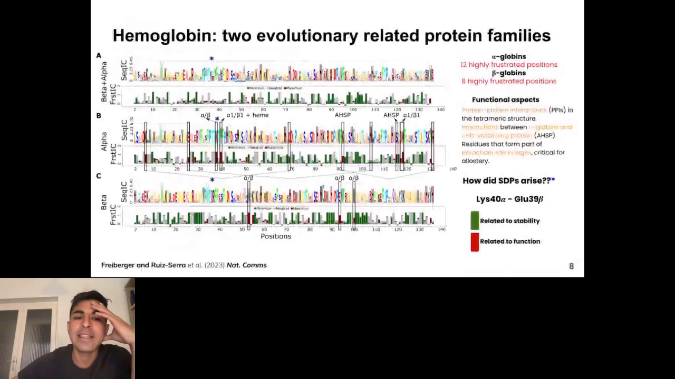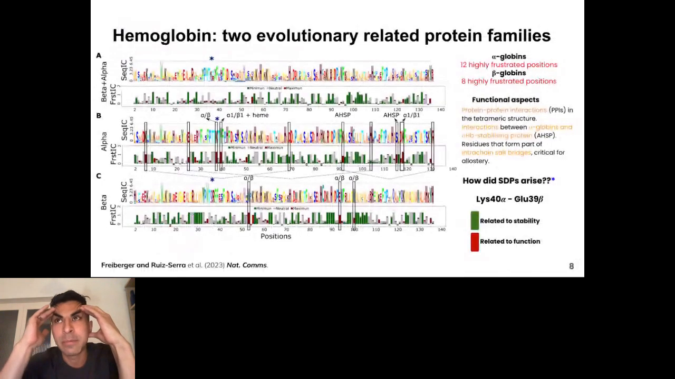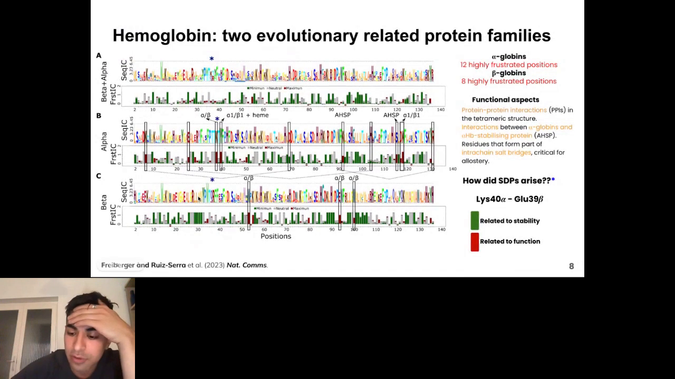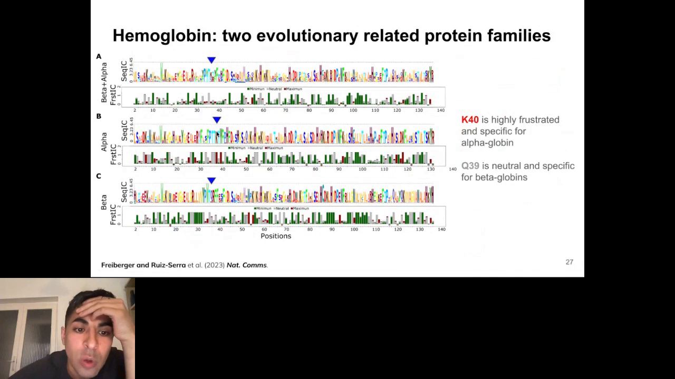So this was all nice, but I started to be very interested in a question, if I go back one slide. We know that this position here was the same position, right? So I don't know which was first, the lysine or the glutamine in the common ancestor of these two proteins, and which was the original state of the ancestral protein. Was the ancestral protein highly frustrated or minimally frustrated?